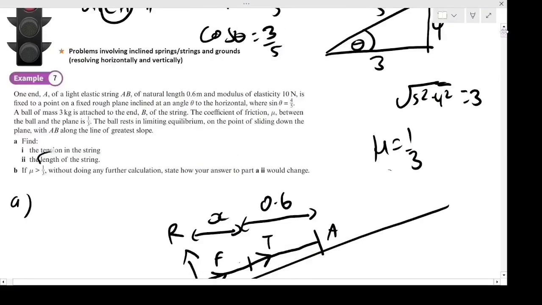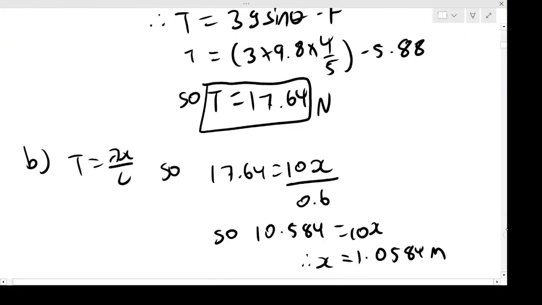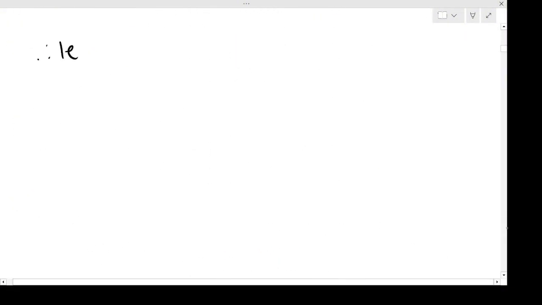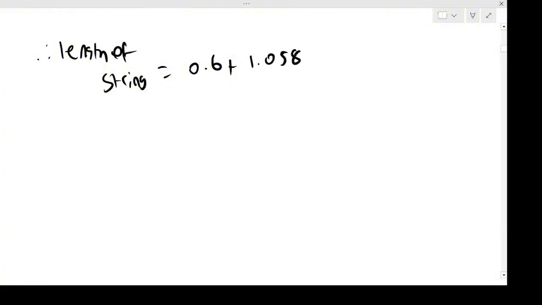But they've not asked me for the extension. They've asked me for the length. So that's the total length, this whole length here. So hopefully you can see the total length of the string is going to be the natural length 0.6 add the extension 1.0584. So that would be 1.6584. And there we are.